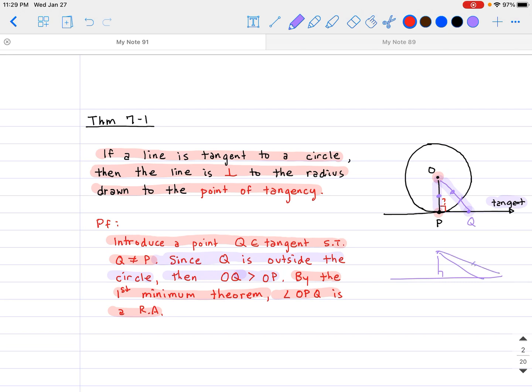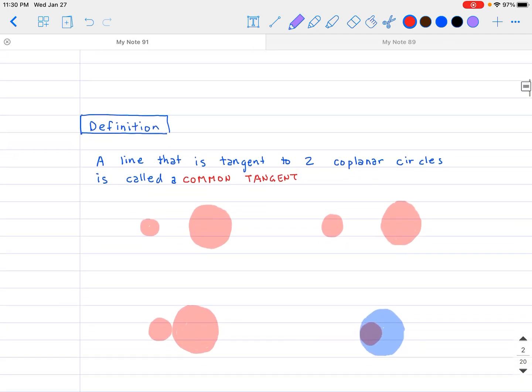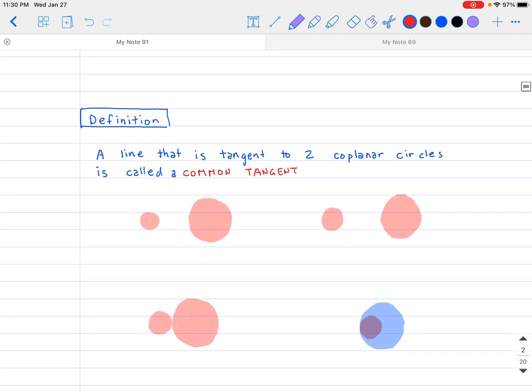So there it is. That's going to be my proof then for that theorem. So therefore, that point of tangency is going to be perpendicular. All right, so now let's go ahead and take a look at some of the special characteristics of these tangent lines that we can possibly encounter, and then some examples of problems that you'll run into.